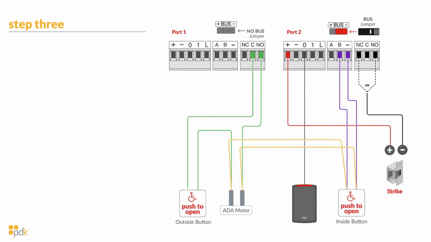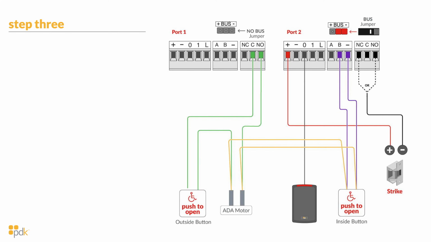I'm going to show you what it looks like when we power it using an external power supply, because that does change things a little bit. But just notice that it's fundamentally very simple. We've got the outside button, which needs permission from the PDK board to activate the ADA motor, and we have the inside button using the permission of the PDK board to activate both relays. It needs to activate both relays at the same time.